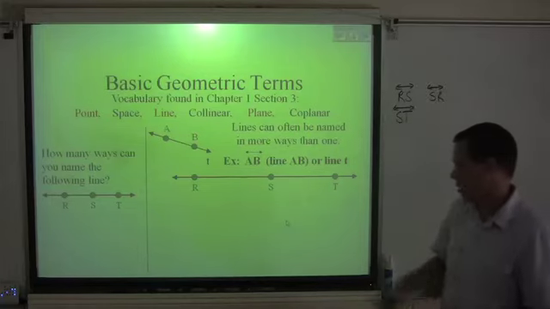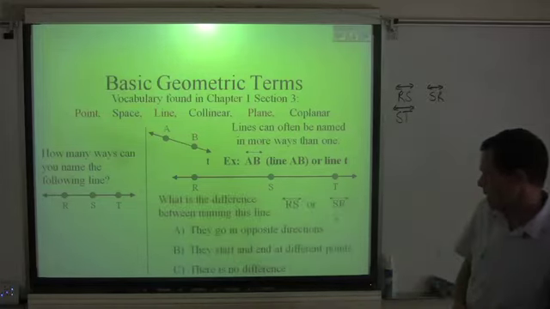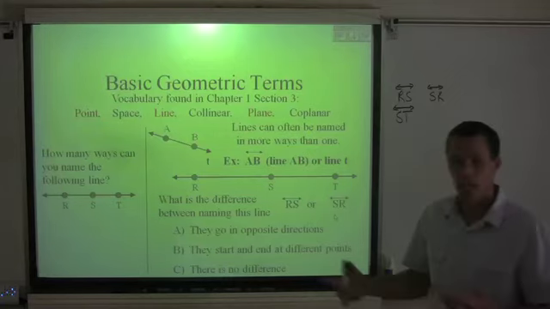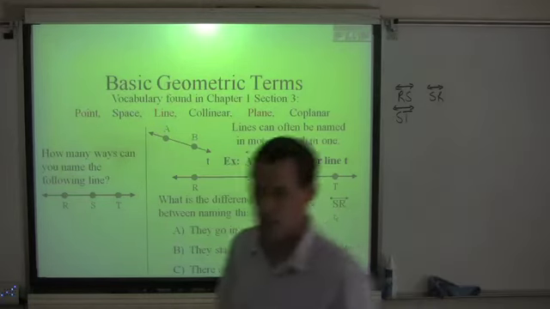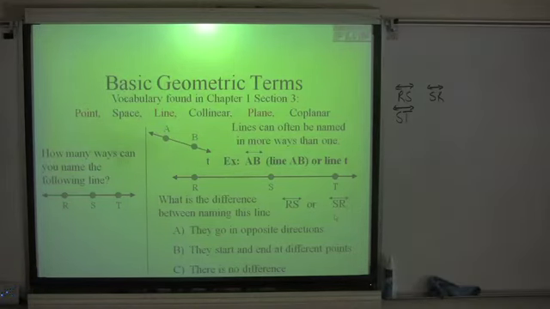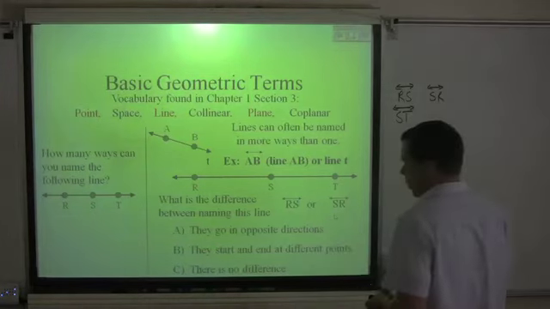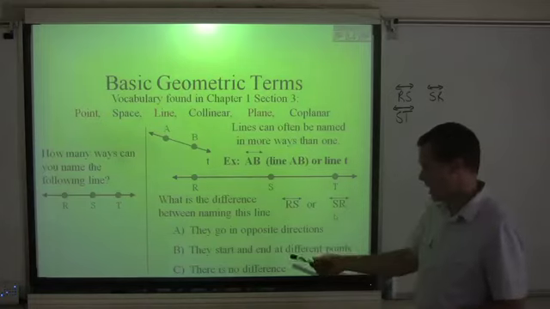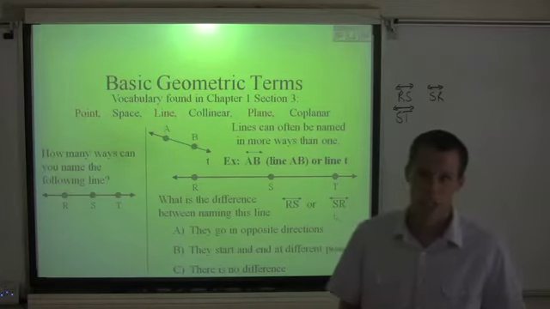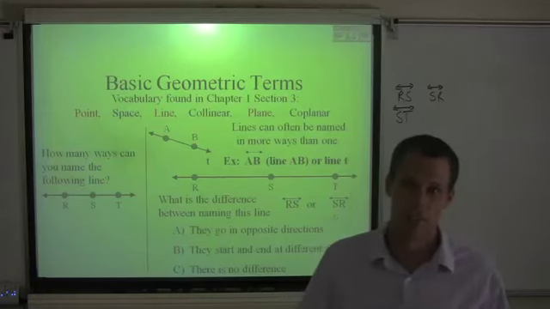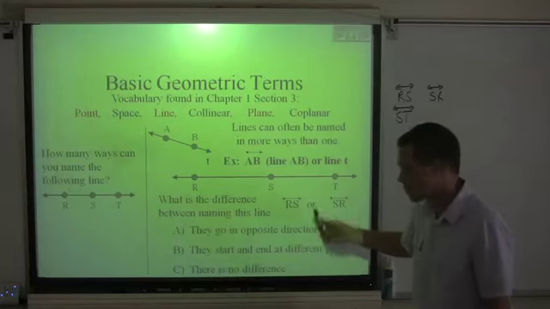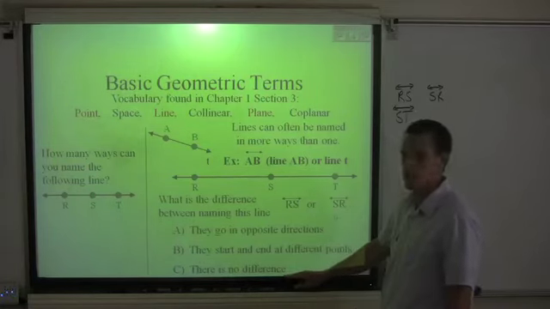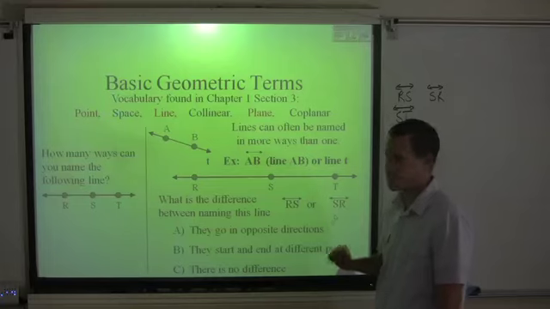Which leads me to another question. What is the difference between naming the line RS and line SR? Think about those 3 answers for a second. The correct answer here is C. There is no difference. If you go through S and R and extend forever, you will contain the same points as if you said it backwards. So, there is no difference between line RS and line SR.